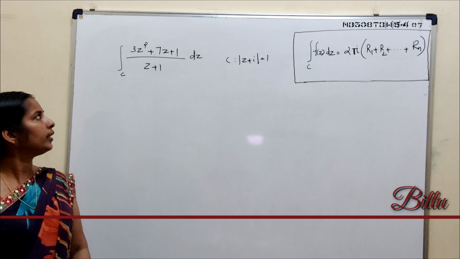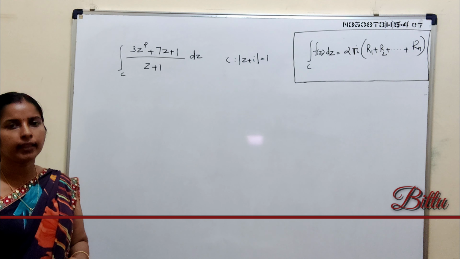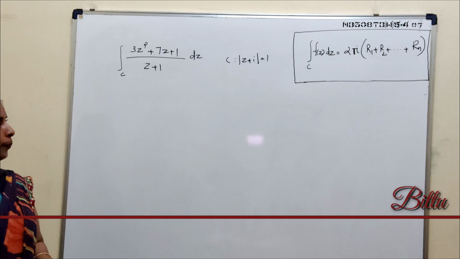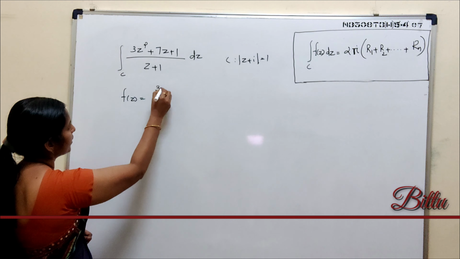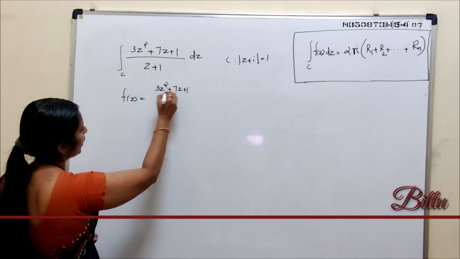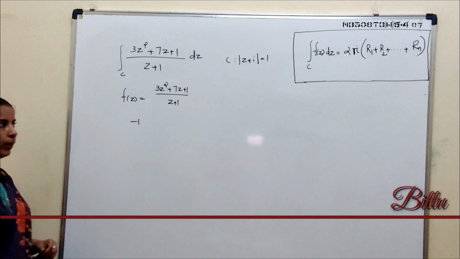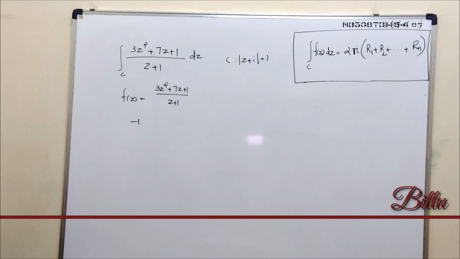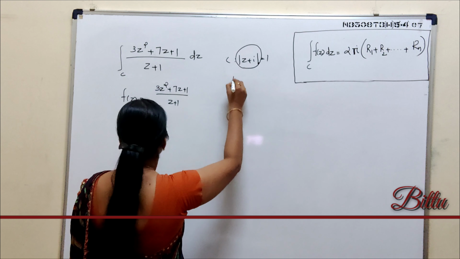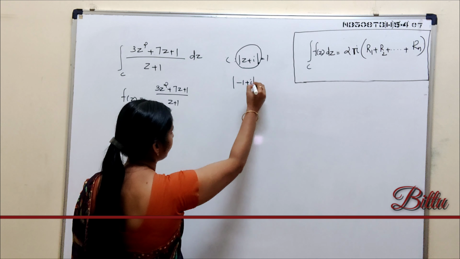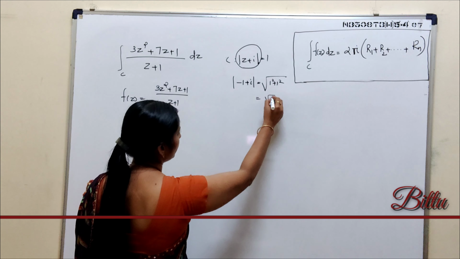Let me consider one more interesting question. The integral over C of (3z square plus 7z plus 1) divided by (z plus 1) dz, where the circle is mod (z plus i) equal to 1. You take f(z) as (3z square plus 7z plus 1) by (z plus 1). Clearly minus 1 is its singularity. You check whether it is inside or outside of C. For that you put z equal to minus 1 here, that is mod of (minus 1 plus i). That is root of 1 square plus 1 square, that is root 2.